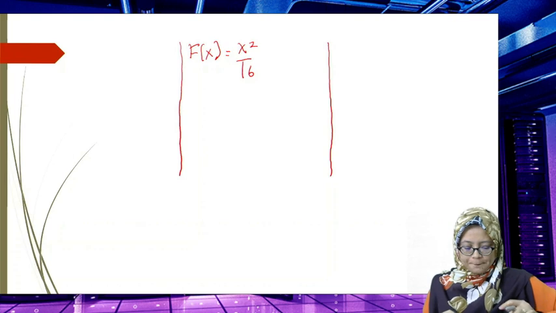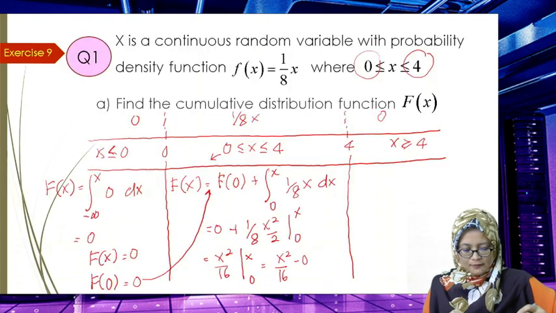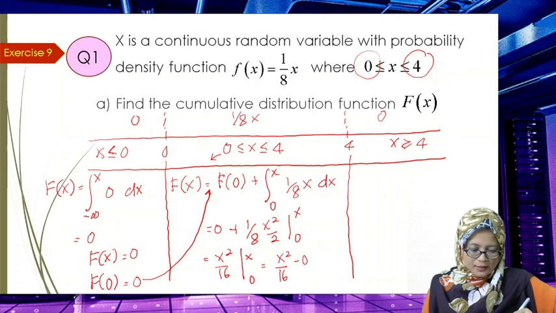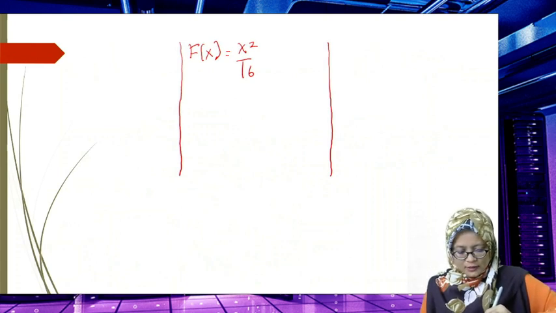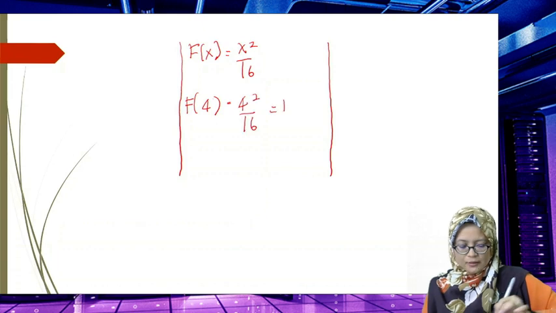Okay, so then bila kita nak masuk untuk third interval, kita kena tengok kat sini nilai 4. So untuk masuk third interval, kita akan ganti nilai function x square over 16 tu dengan nilai 4. So kita ganti 4 square over 16, so kita akan dapat 1.